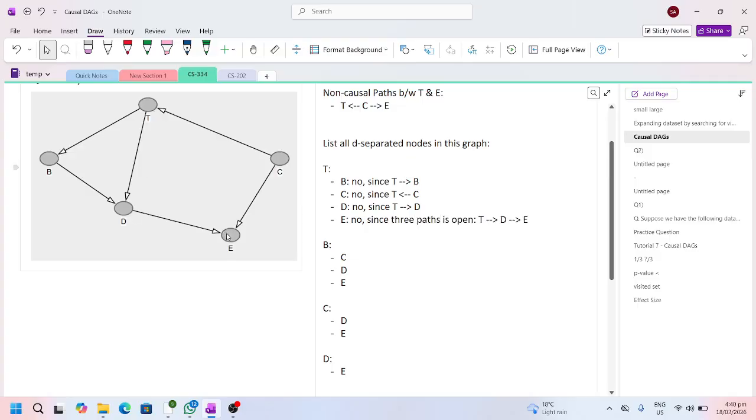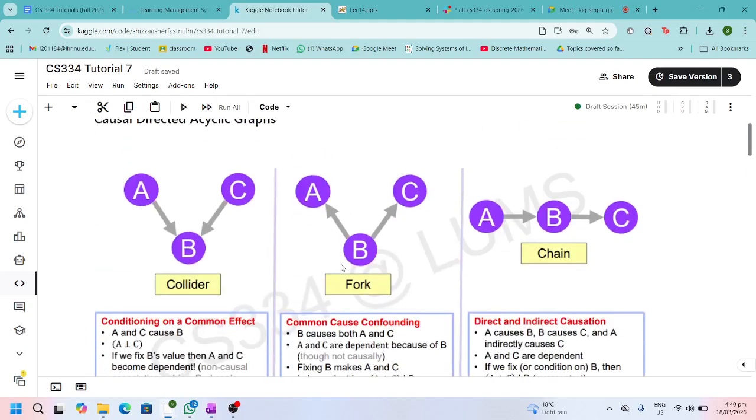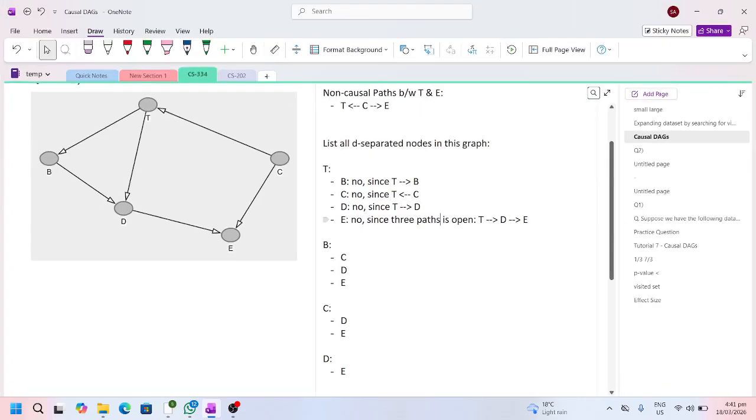The path from T to D to E is open, and then T, B, D, E is also open. And this fork path, or common cause, C to D, T and C to E, is also open, because we know that if there is a fork between two nodes, they are not independent. Like this one, see? So because of all three paths, they are not d-separated. Are there any questions? No. Okay, let's check for B and C then.